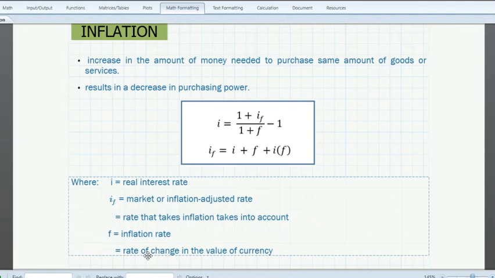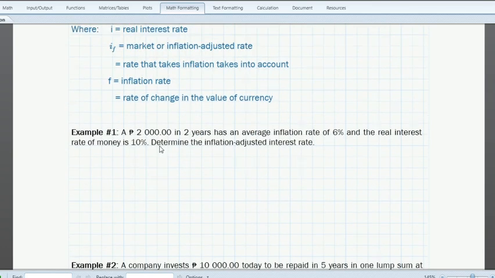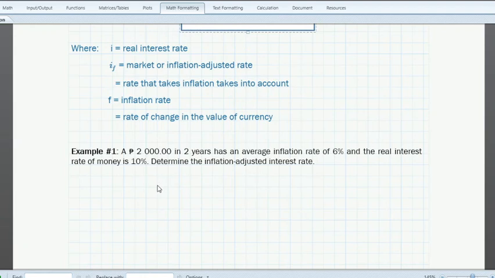So, let's see how we are going to use this formula na meron tayo. Okay? So, for the first example, we have 2,000 pesos in 2 years has an average inflation rate of 6%. And the real interest rate of money is 10%. Now, we need to determine the inflation-adjusted interest rate.